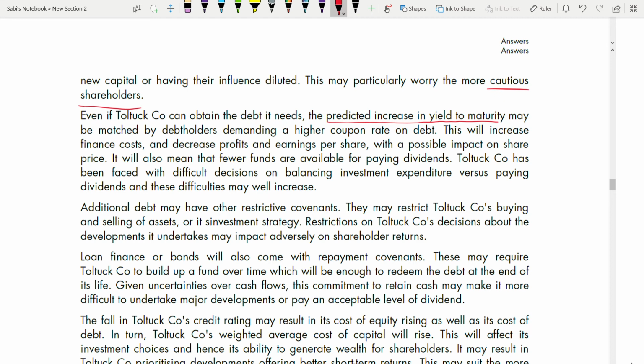So if the debt holders are demanding a higher coupon rate on debt, then this will match the predicted yield to maturity. This will increase finance costs. Yes, they can increase the coupon rate, but you have to pay higher interest and profit decreases. Finance cost increase means profit decrease. Profit decrease means EPS also will decrease, with a possible impact. See, you have to talk about profit and EPS because you have to talk about return to shareholders also. The question asked two things: your ability to raise finance and return to shareholders with a possible impact on share price. Share price will get impacted.